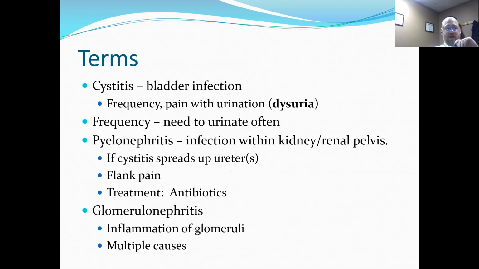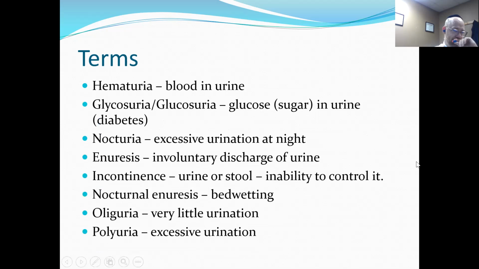So cystitis or ureteritis can result from urinary tract infection, which can then spread to pyelonephritis if not treated appropriately. Glomerulonephritis, as we already talked about, can be present not just with infection, but also with acute kidney injury and other pathologies. Okay, hematuria. This is blood in the urine. We see this often after trauma.